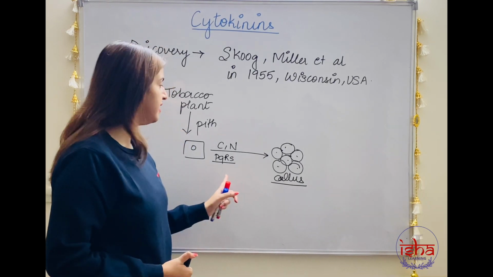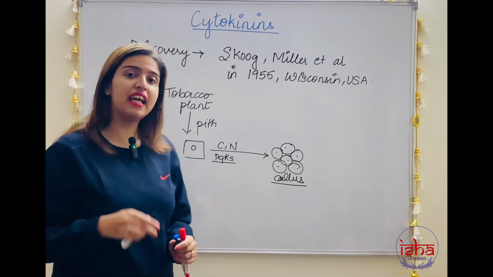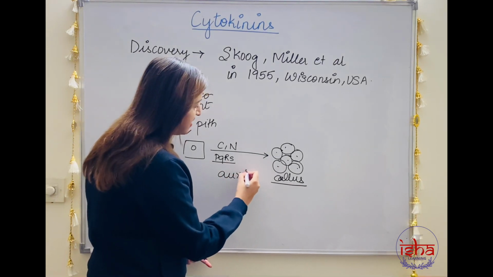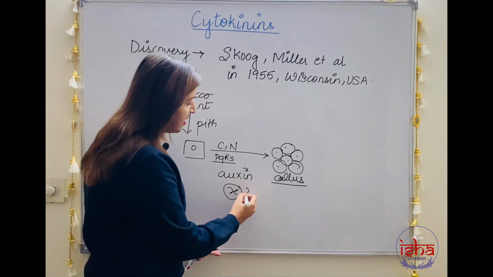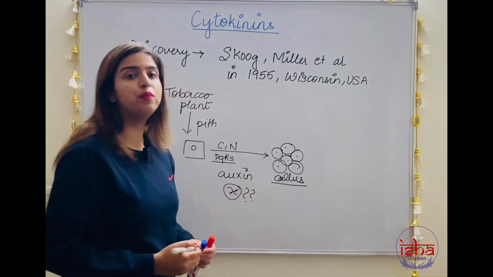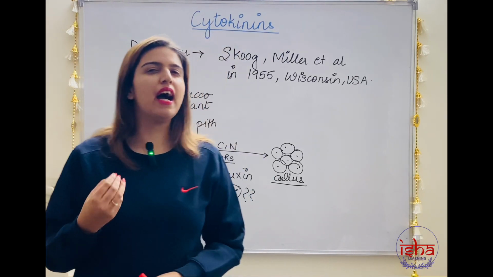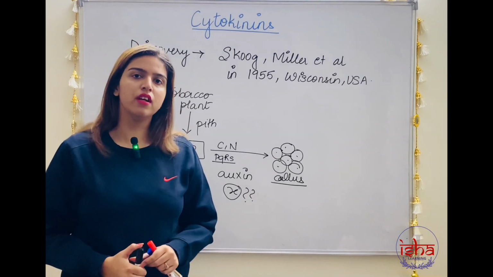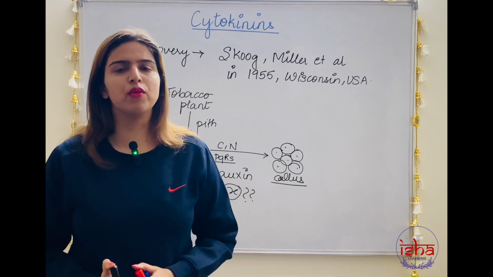Because in the medium they added all the nutrients, vitamins, they added auxin, but this medium still lacked a compound. Let's name it as X, and that is the experiment that they were performing. They were trying to find what to add, to supplement in this medium so that callus formation happens. So what Miller did was he added a lot of compounds.